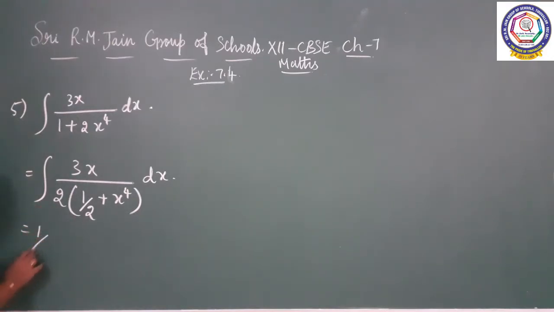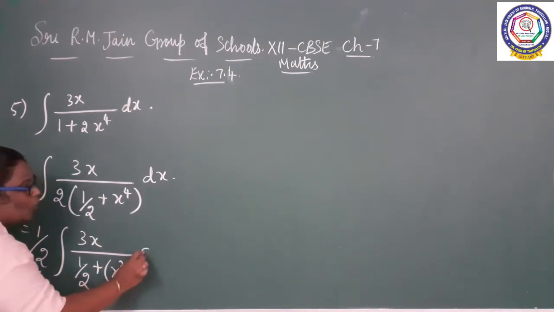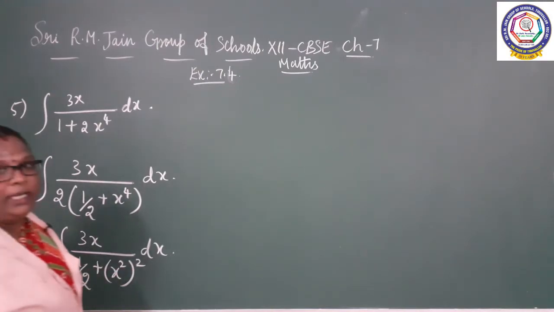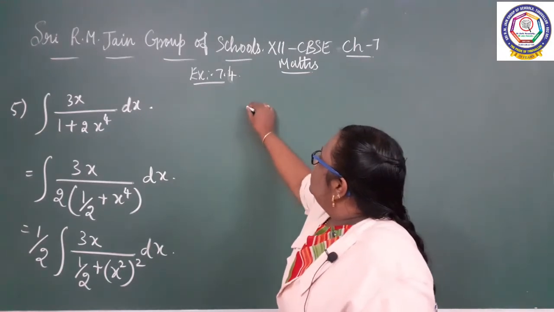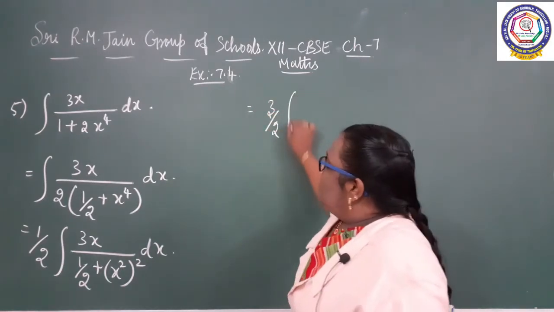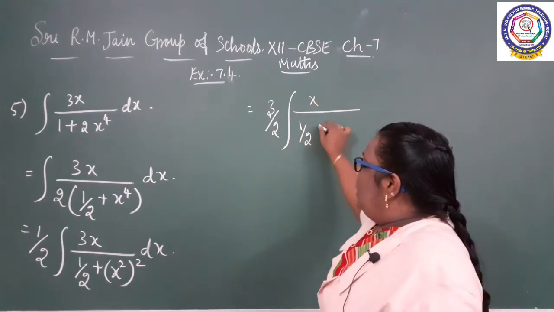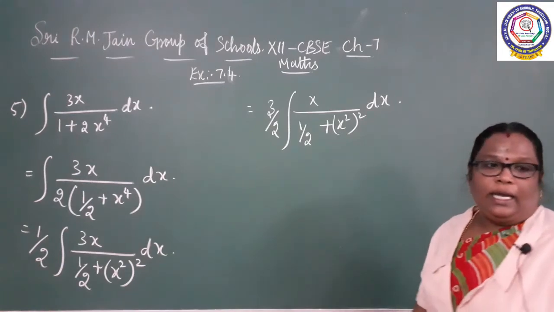So you can write 1 by 2 into integral 3x by 1 by 2 plus x square the whole square into dx. A power m whole power n is what? A power mn. That 3 is also a constant, you can take it out. So 3 by 2 into integral x by 1 by 2 plus x square the whole square into dx.